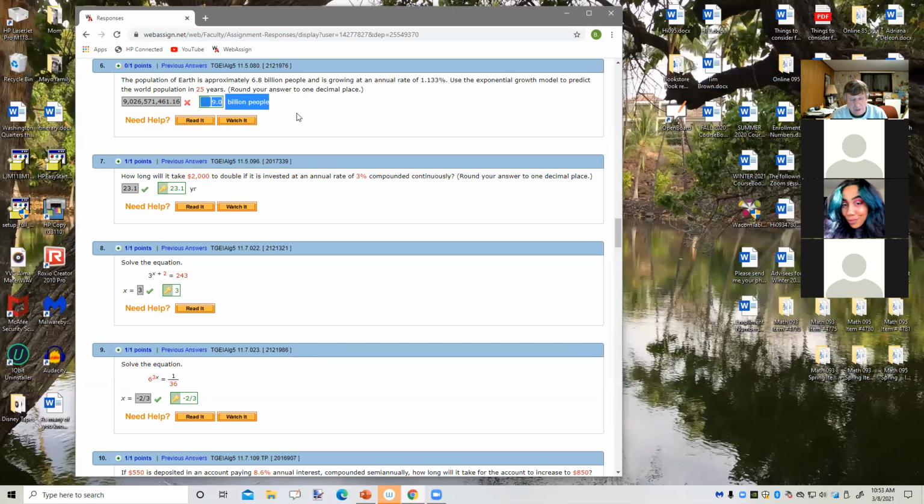Can you do it? I will do it. You betcha. Okay. So we're going to use A equals PE to the RT. This is not a half-life formula. It's the beginning amount. So the beginning population is 6.8 billion. The annual rate, so R, is 1.133%. And the time is 25 years.